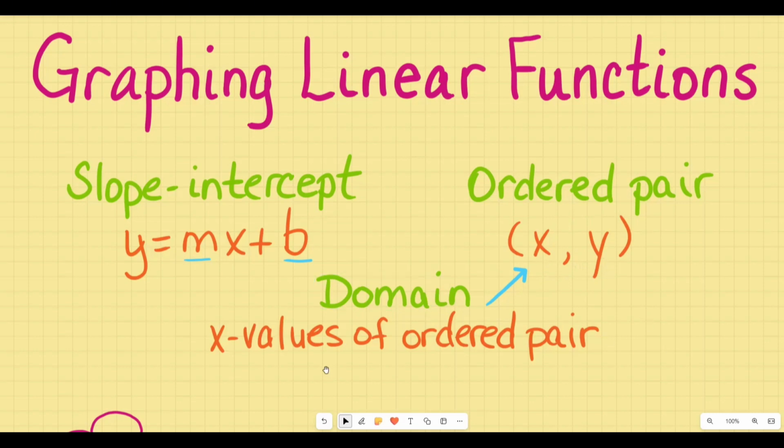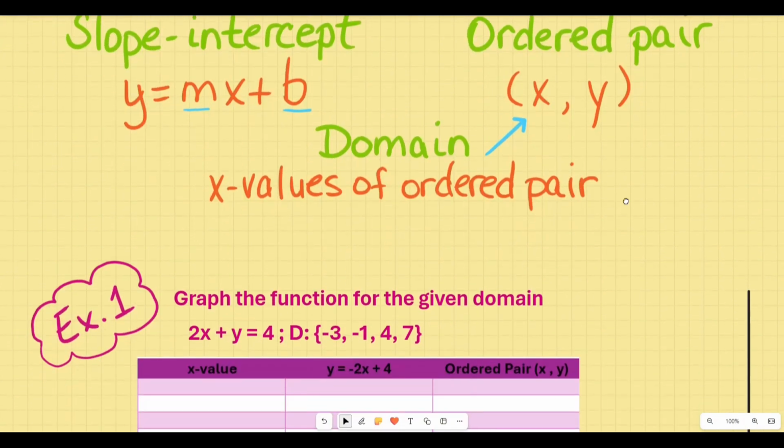Domain is going to be the set of the x values of the ordered pair. So whatever your x values are, that is going to be included in your domain. So let's go ahead and get started.